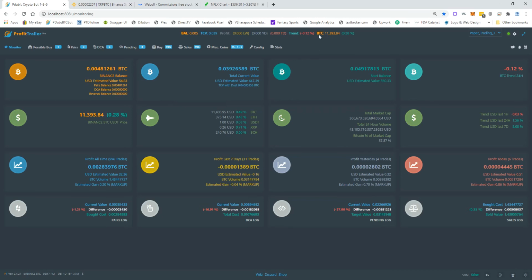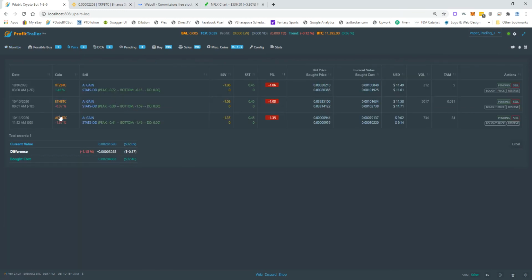So I like to use, and this is in my profit trailer, this is a little indicator here of what the price is looking like on Bitcoin. So if it's been growing, and we see over here that this is the last 24-hour trend, it is at 11,393, and that's about 0.25% up. And we see the same thing on a lot of the other altcoins, as they're in that same range. But when we look at my pairs, you can see some of these like ADA, Ethereum, and then you have your XTZ, which is actually positive right now.